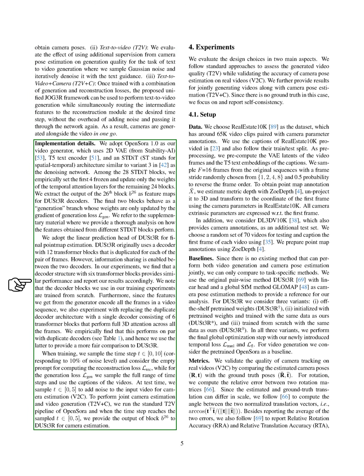We use OpenSora 1.0 as our video generator, which includes a 2D-VAE, a T5 text encoder, and an STDIT architecture for denoising. We freeze the first 4 STDIT blocks and only update the temporal attention layers in the remaining blocks. We extract features from a specific block for Dust3R. The last 2 blocks serve as a generation branch, updated only by the generation loss.